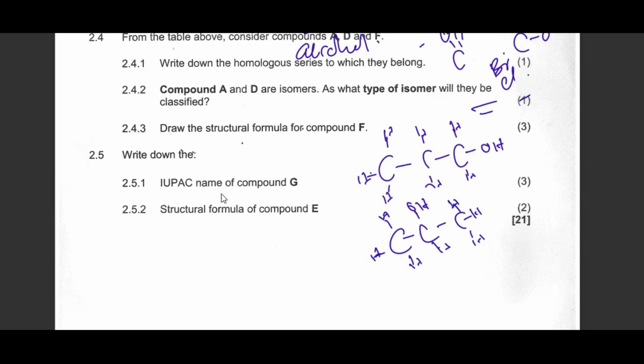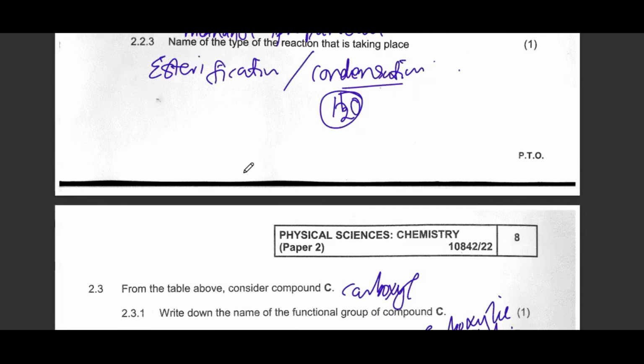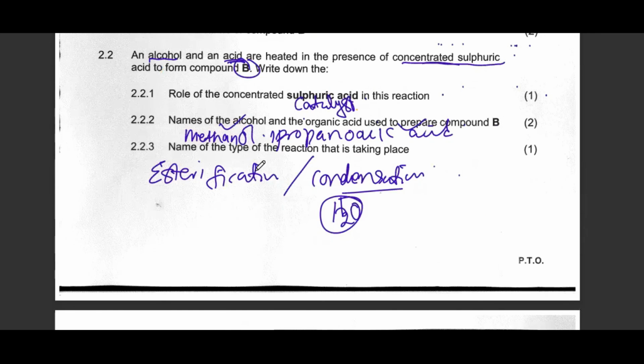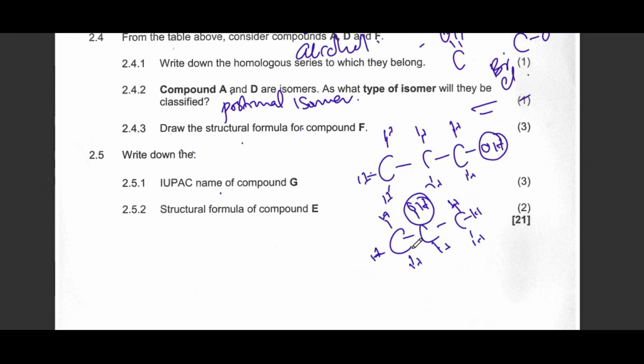because these are the same alcohol, same number of carbon atoms, same functional group, but what is changing is the position of this functional group. Therefore, it becomes a positional isomer. So this answer is going to be positional isomer. Write down the structural formula of compound D. Compound D, that's exactly what I've drawn here.